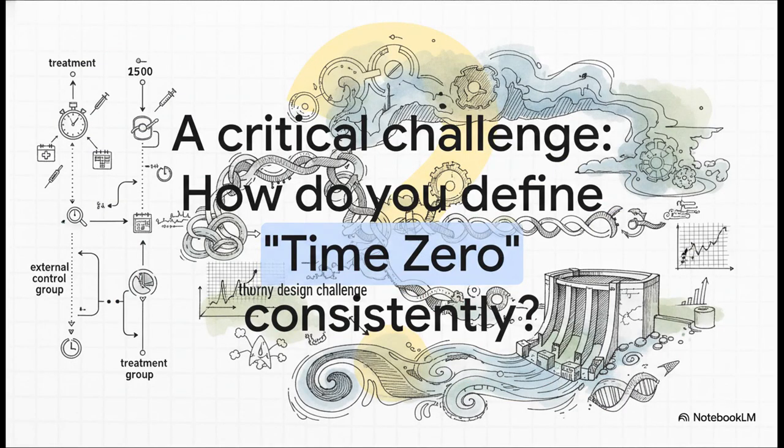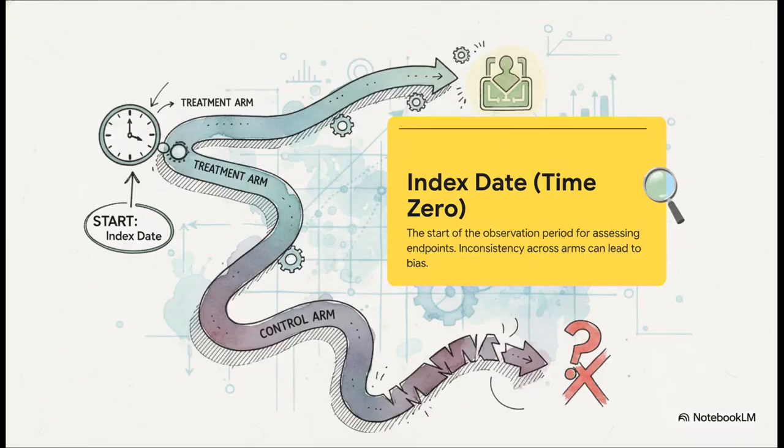Now here's a really tricky design challenge that the guidance points out. How in the world do you define a consistent starting point, what we call time zero, for absolutely everyone in the study, both in your treatment group and your external control group? This starting point is officially called the index date. And if it's defined differently for the two groups, you can introduce a massive bias right from the get-go, which can make your whole comparison totally unreliable.